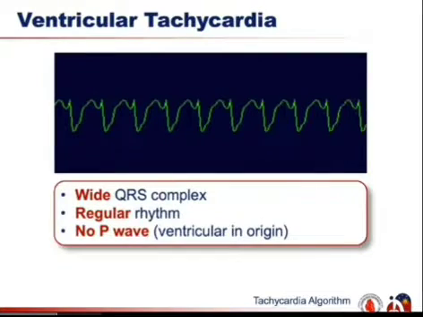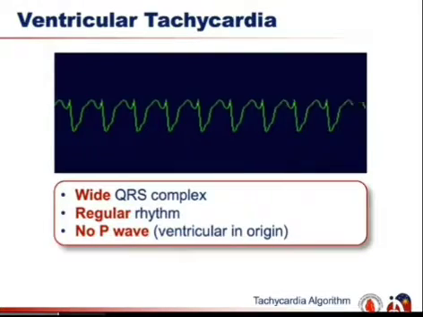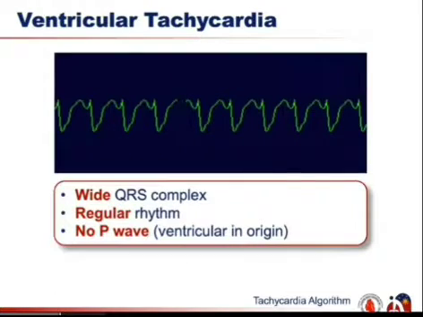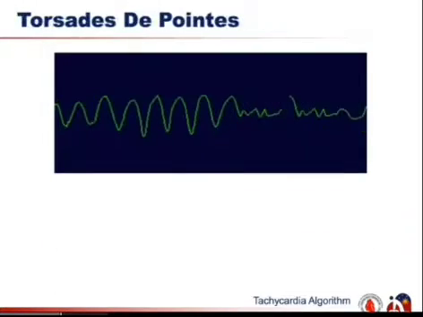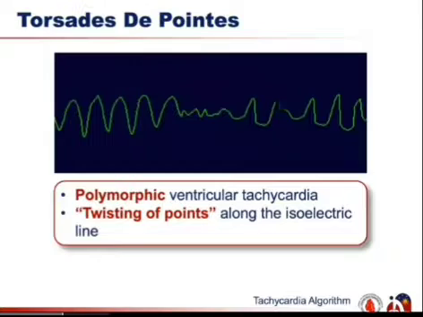Because the impulse is ventricular in origin, P waves are absent. VTach with irregular rhythm is described as monomorphic VTach, and those that are irregular are described as polymorphic VTach. One example of a polymorphic VTach is torsade de pointes. The classic defining characteristic of torsade is the twisting of points along the isoelectric line, as seen here.